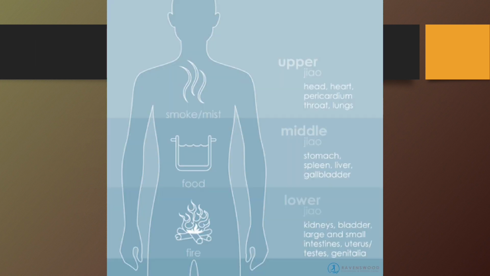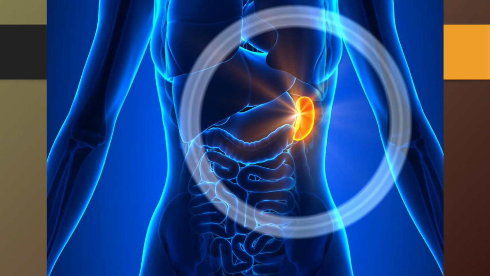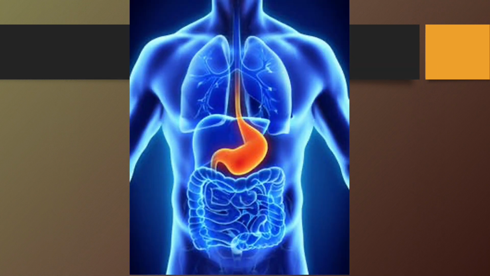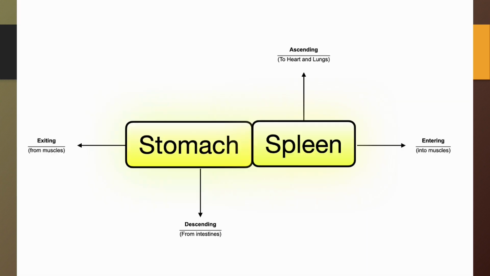The spleen and stomach both reside in the middle jiao, or energizer. The spleen governs the transportation and transformation of water, food, and the body fluids. The stomach receives and decomposes food. Spleen qi ascends while stomach qi descends. The spleen and stomach are therefore known as the acquired base and source of qi and blood production. They're externally connected through meridians.